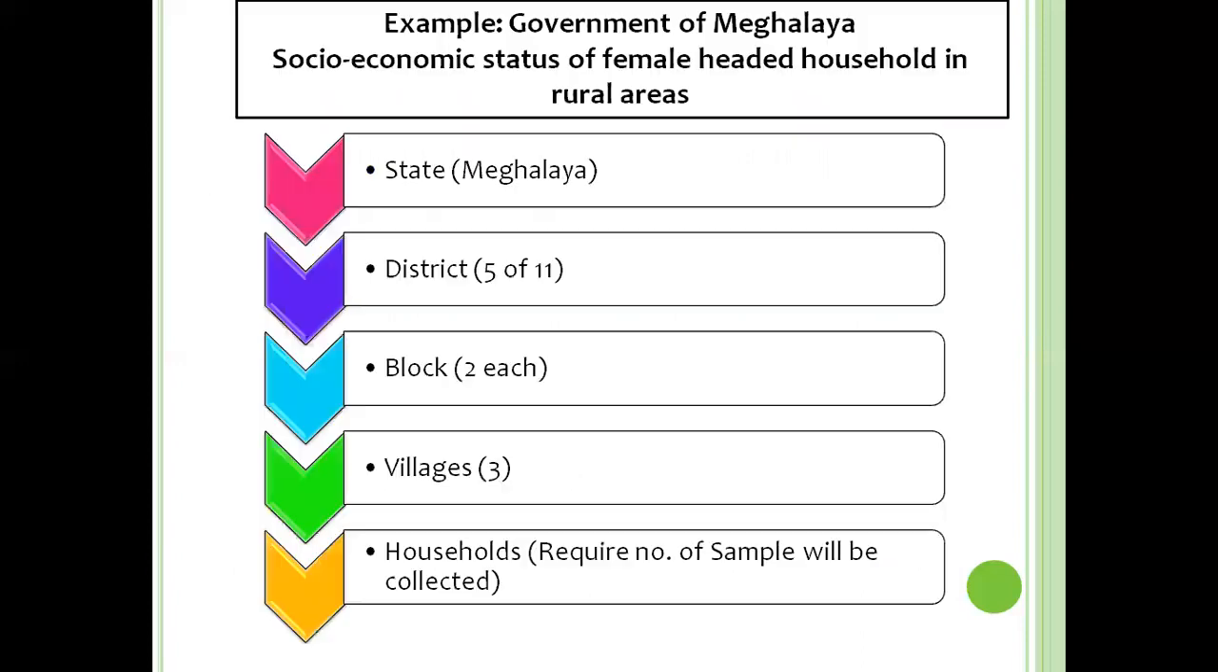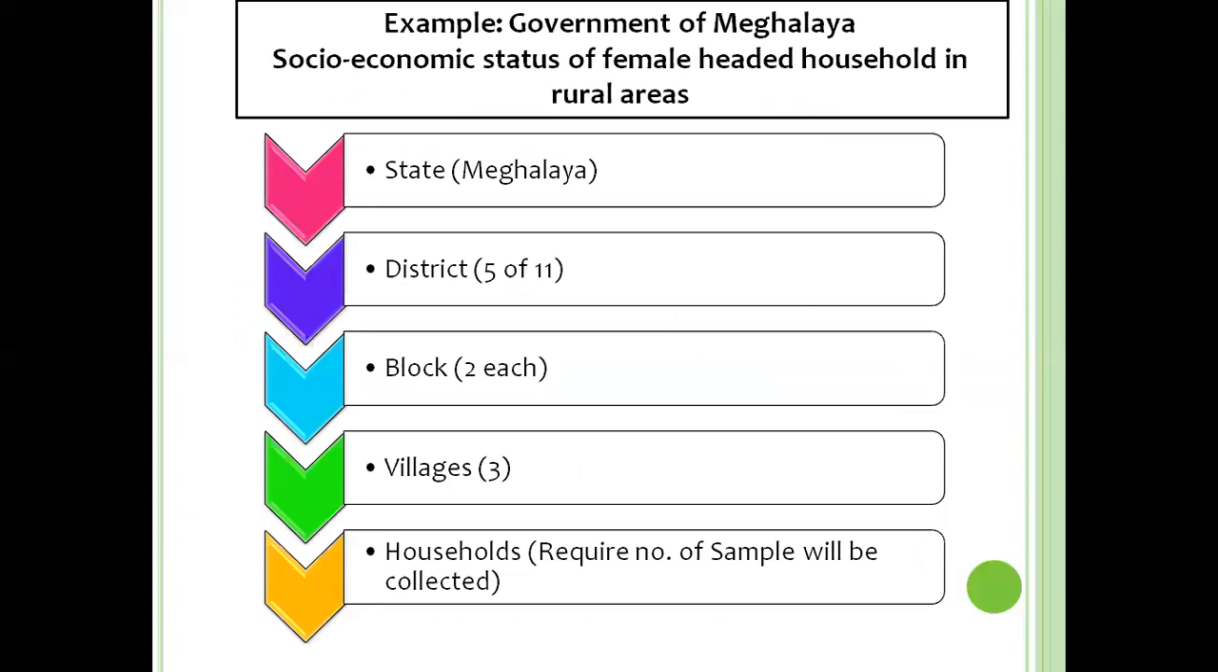Let's use an example again. Let's say the government of India wants to carry out a study of 10,000 households with respect to the socio-economic status of female-headed households in rural areas. The state of Meghalaya is divided into 11 districts. Not all the districts will be studied, so let's say 5 districts are randomly selected for the study. Out of 11, 5 have been selected.